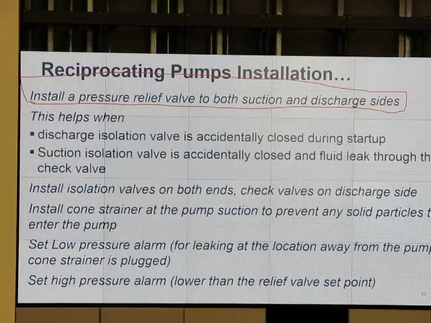You cannot prevent anyone from doing that. So that's why the recommendation is to put the pressure relief valve on both suction and discharge side, so that if I accidentally close the suction side, or something blocks it, then the pipe will not implode. If I accidentally block the discharge side, it won't explode or anything.